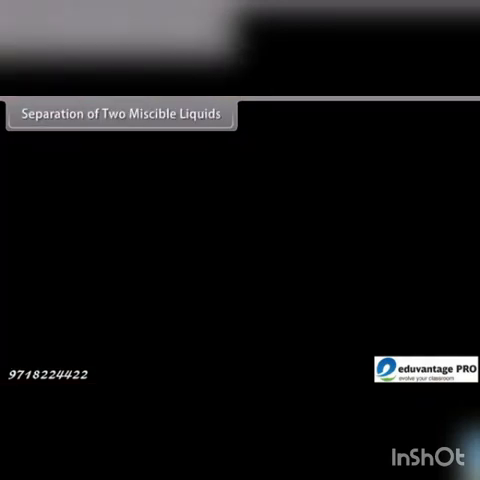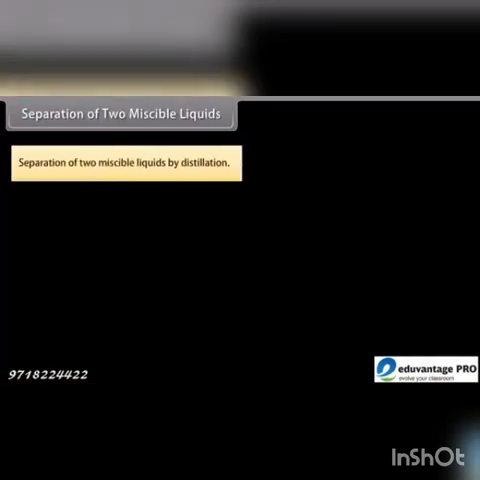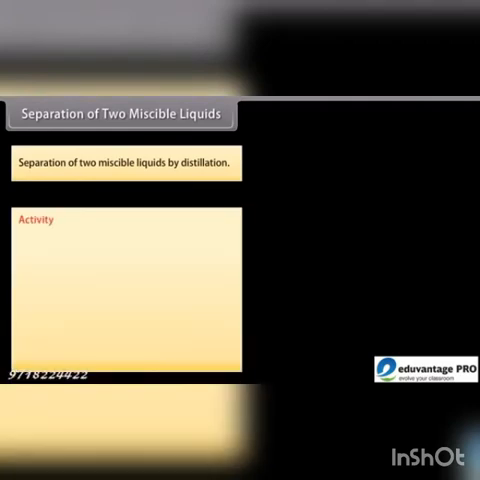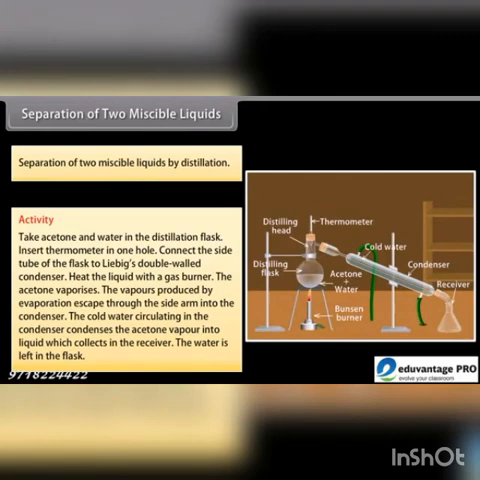Separation of two miscible liquids. Separation of two miscible liquids by distillation. Activity. Take acetone and water in the distillation flask. Insert thermometer in one hole. Connect the side tube of the flask to Liebig's double-walled condenser. Now heat the liquid with a gas burner.